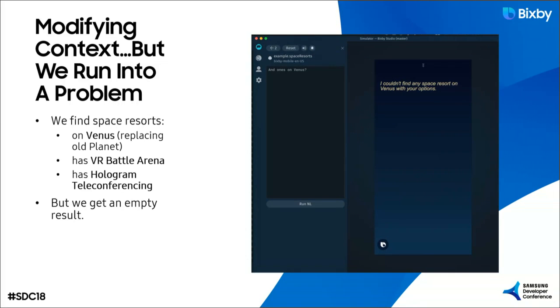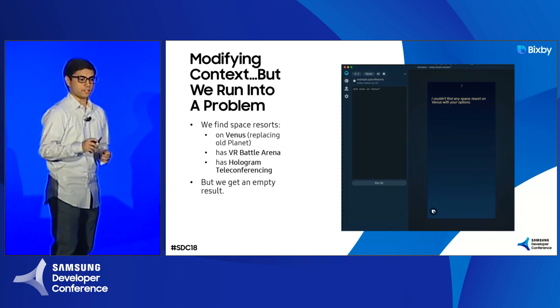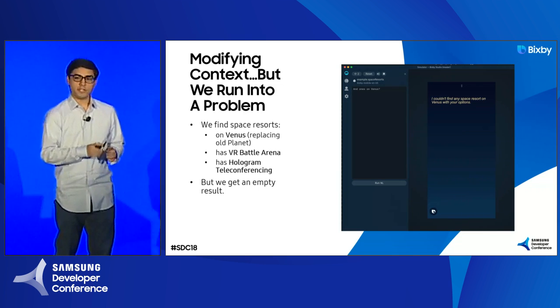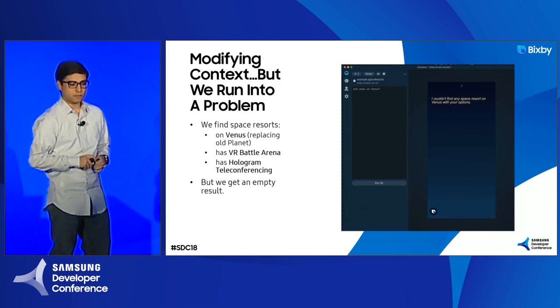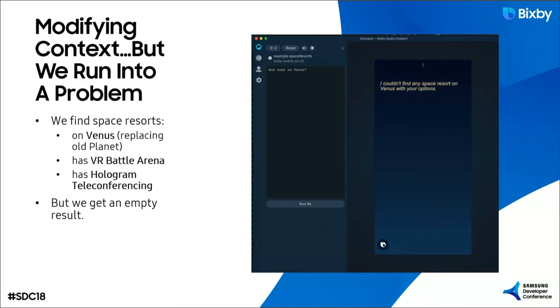And let's modify our context by means of continuation. Let's say we want to change the planet. So we say ones on Venus. Well, it replaces the planet. The old one was Neptune. But we get an empty result. It says, I couldn't find any space resort on Venus with your options.